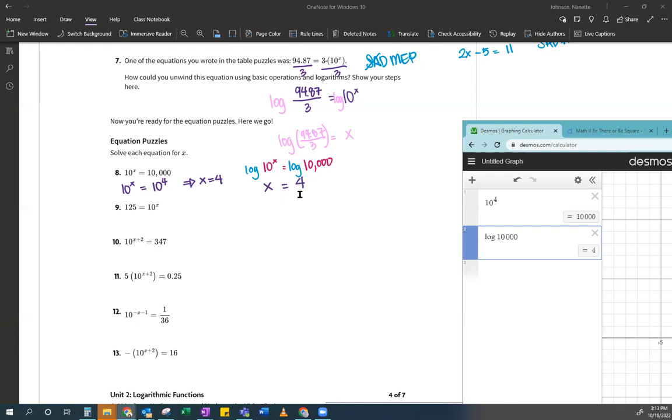So I'm going to translate this to log. So that means I'm going to go log base 10. Now this base here is this base here, right? Oops, sorry, you can't see. This base here is this base here. And then I take it of 347 equals x plus 2.